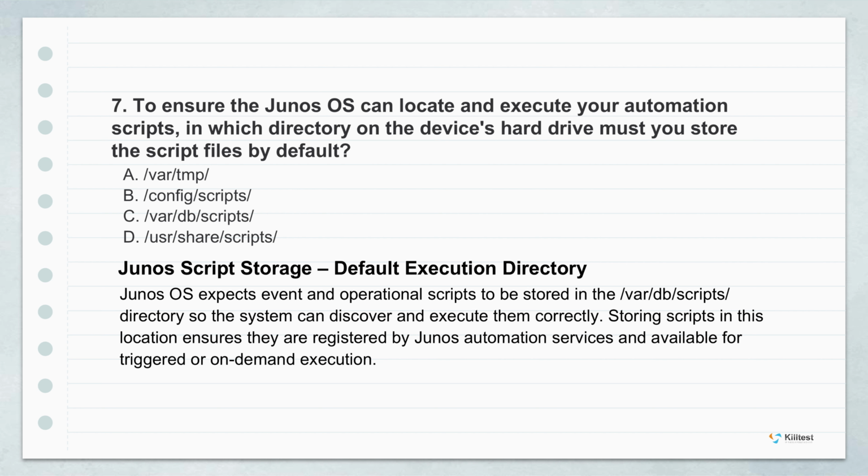A lot of engineers write custom operational or event scripts, sometimes Python, sometimes XSLT, to run directly on the network device. If I write a script like that, where must it reside in the Junos OS file system for the system to recognize, load, and execute it reliably? There is a required location, right? It's not just any temporary directory. Exactly. The default and required execution directory is /var/db/scripts. Okay, why that specific path? What's the strict requirement for?